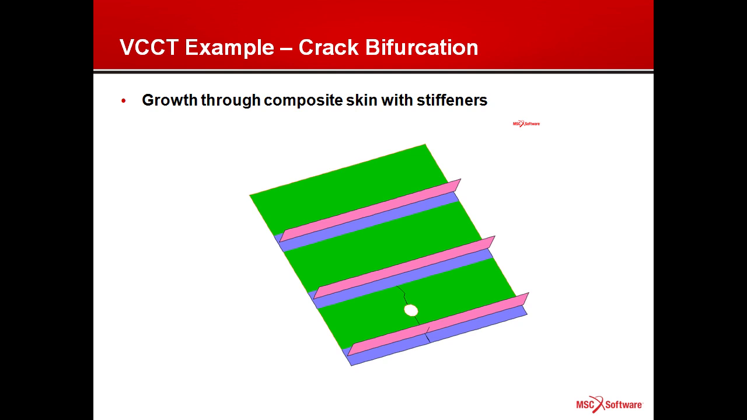So the crack is growing in the skin and it reaches the stiffener. The program made a decision to bifurcate and split the stiffener as well. Then it grows to the next one and decides, yes, the stiffener should also be split. So this is a pretty exciting technology coming in our next release.